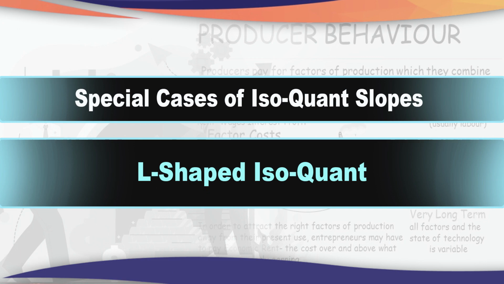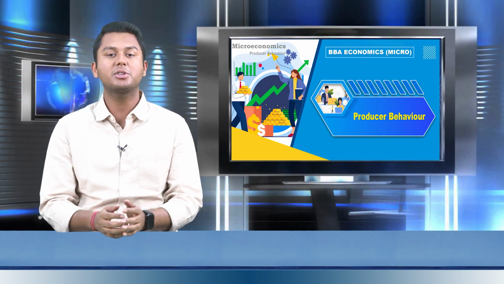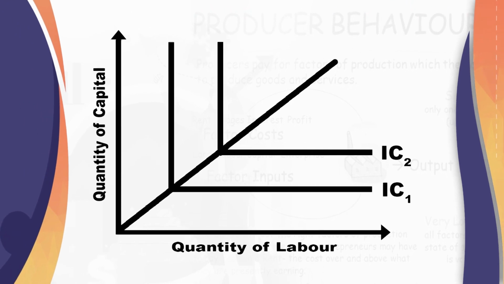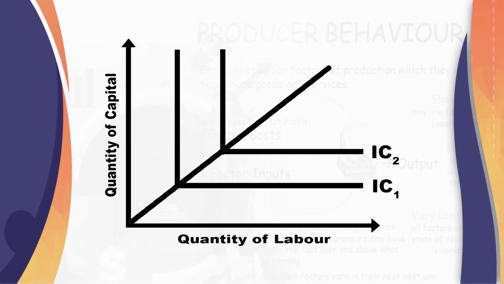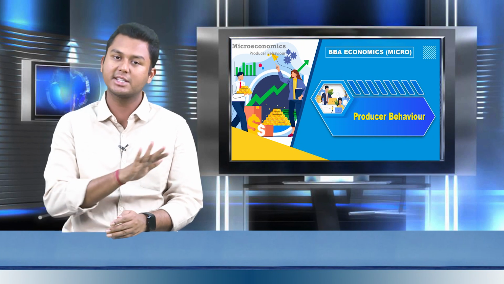Next is L-shaped isoquants. This is when, as we have seen, the inputs act as perfect complements, such as, let us say, a truck and a truck driver. The isoquant is L-shaped and the slope is either 0 or infinite, thus indicating that substitution is not possible.